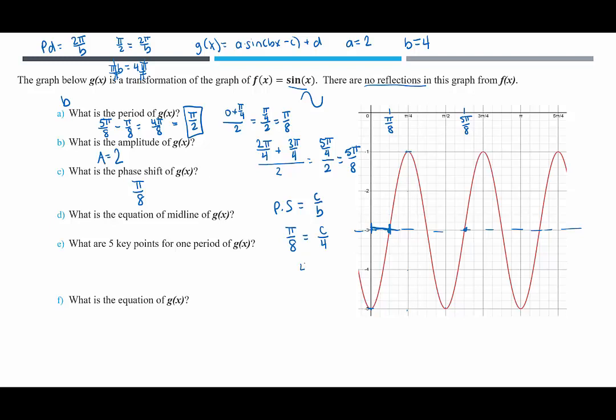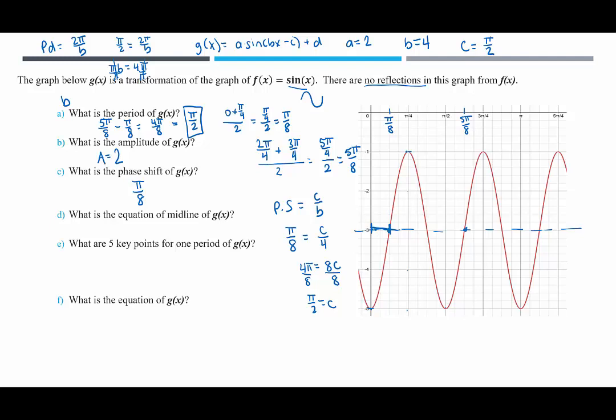If I cross multiply, I get 4 pi is equal to 8c. And then if I divide both sides by 8 to get c by itself, I have 4 pi over 8, which is going to simplify to pi over 2 is equal to c. So now we know that c is pi over 2. Okay. Great. So where are we going to put that? Up here. C is pi over 2.